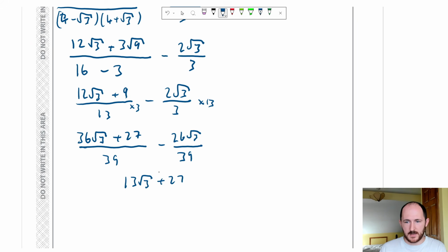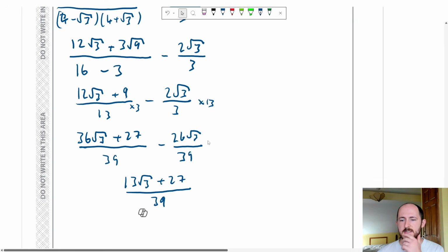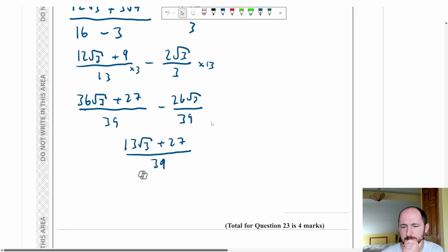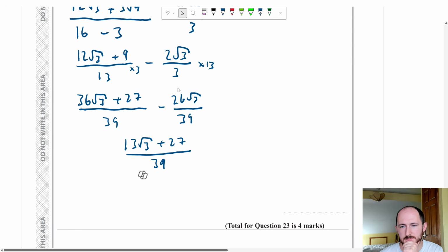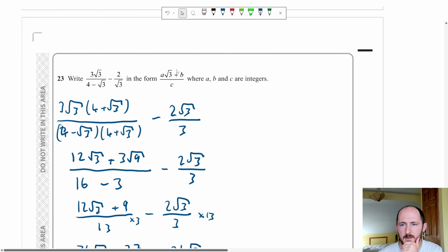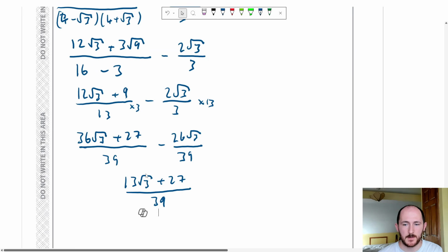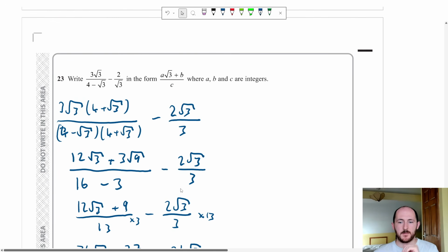That's just plus 27 again, over 39. And does it say... It doesn't say I have to simplify, which is interesting. Because I can... I mean, okay, we can't do that in this case anyway. But I was just checking for other questions as well. You don't normally have to simplify even if you can. But yeah, that would be it for that question.